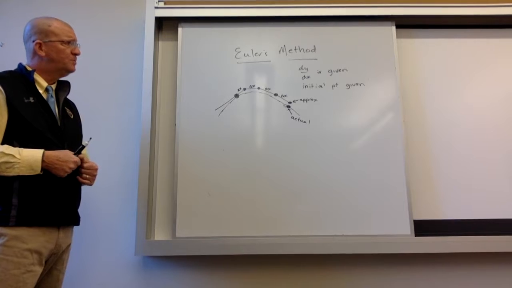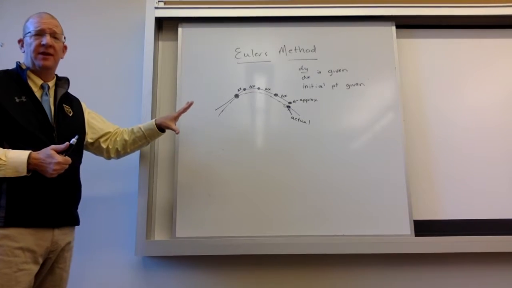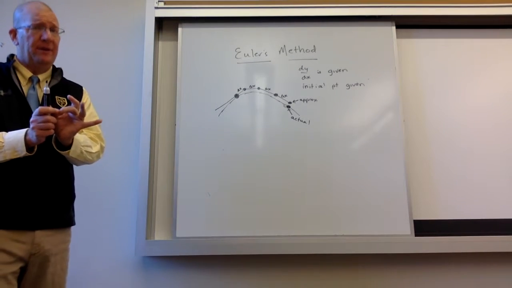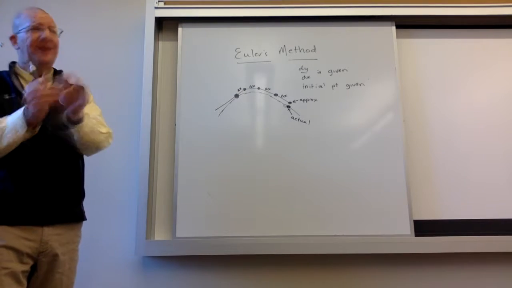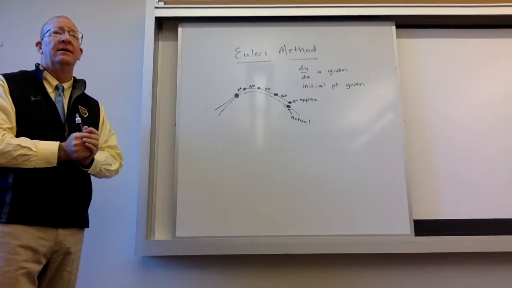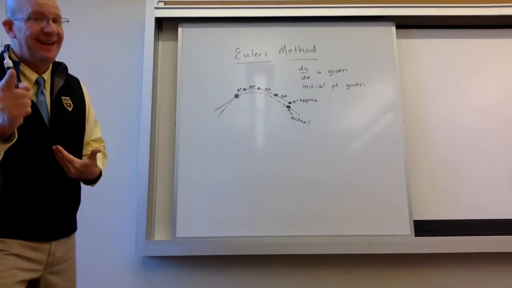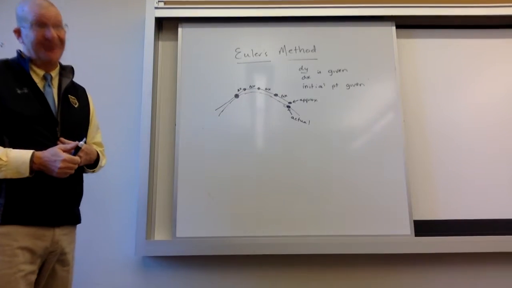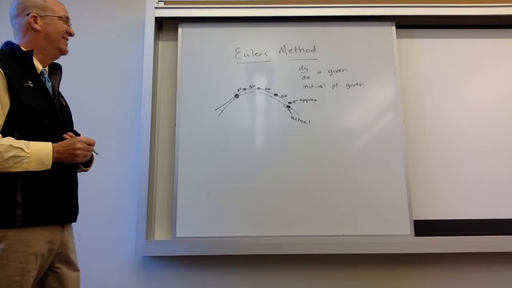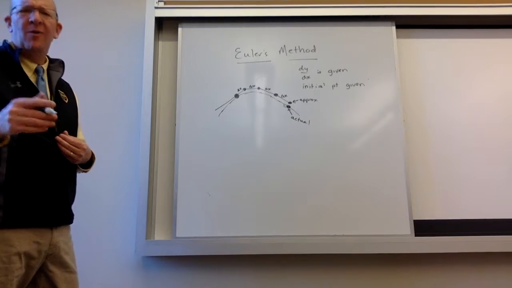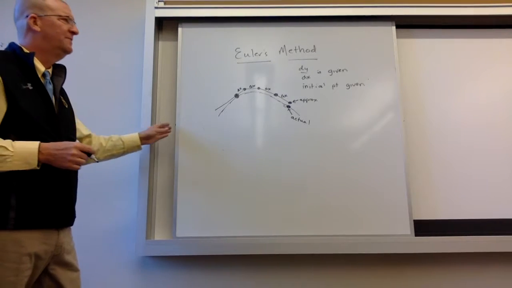All right? So this is Euler's method. The key thing you need to remember here, Euler's method, tangent line. When I say Euler's method, you say tangent line. That's right, tangent line. Okay? Why don't we see how this works in action?